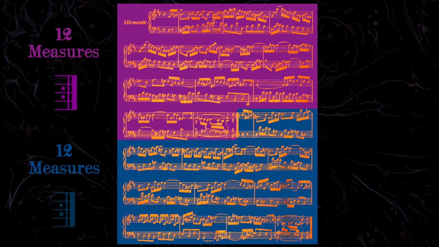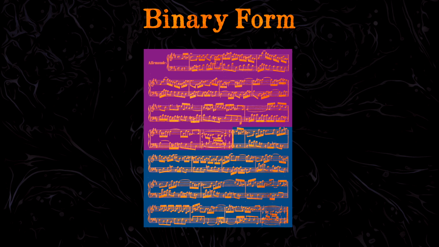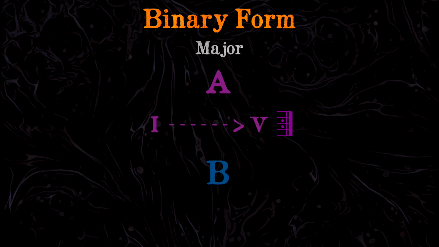each of which repeat. This is called binary form, and is represented simply by A-B. This is the simplest musical form, and is mapped out as such. If your piece is in a major key, the first part A repeats, after which it more often than not modulates to the dominant in the B section, where after an unspecified period of time it modulates back to the original key, after which the B section is then repeated again.